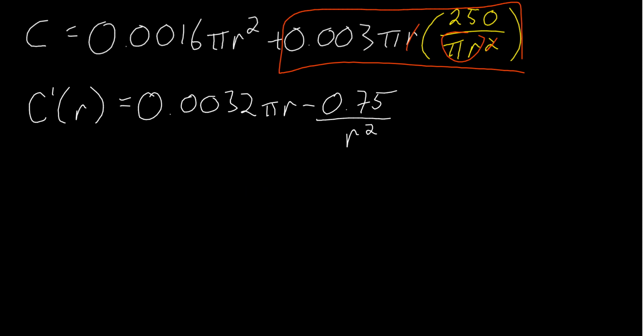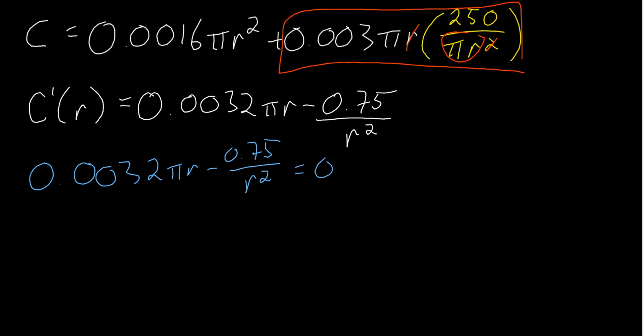Unfortunately, though, we're getting close. We're not done yet, because we still have to equate this to 0. So let's go ahead and equate this to 0. We have 0.0032 pi r minus 0.75 over r squared, and that is equal to 0.